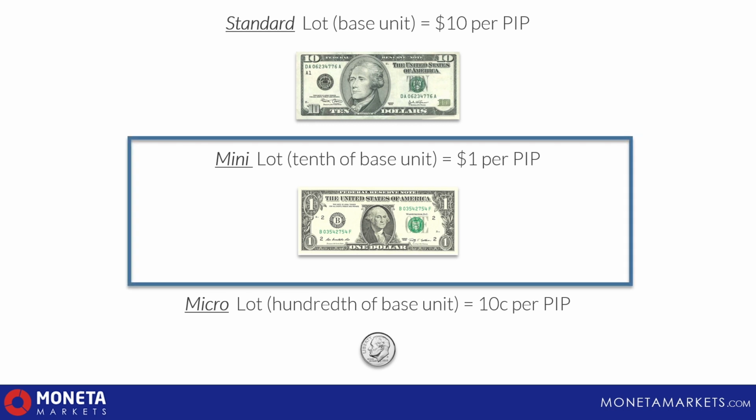And so for most people, to keep it simple, they tend to think in terms of mini lots because it's simply $1 per pip, but that's completely up to you, and that will vary according to your trading parameters.